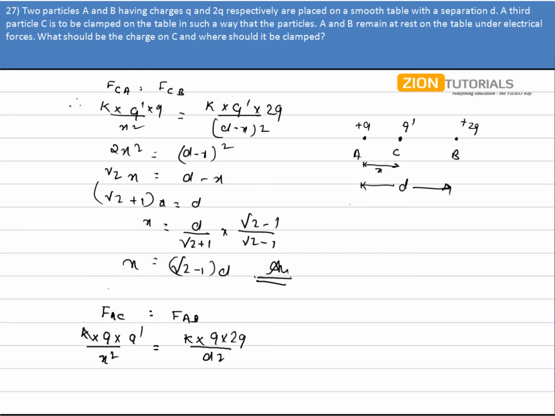So K gets cancelled, Q gets cancelled, and substituting the value of X over here, Q dash divided by root 2 minus 1 whole square D square is equal to 2Q by D square. So D square gets cancelled. The value of Q dash comes out to be 6 minus 4 root 2 times Q. That is the answer.